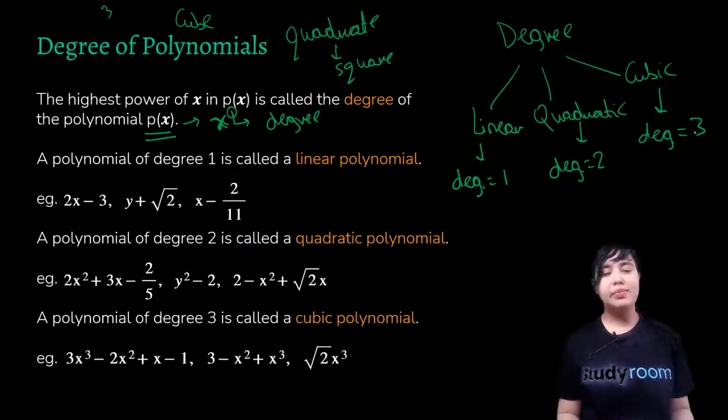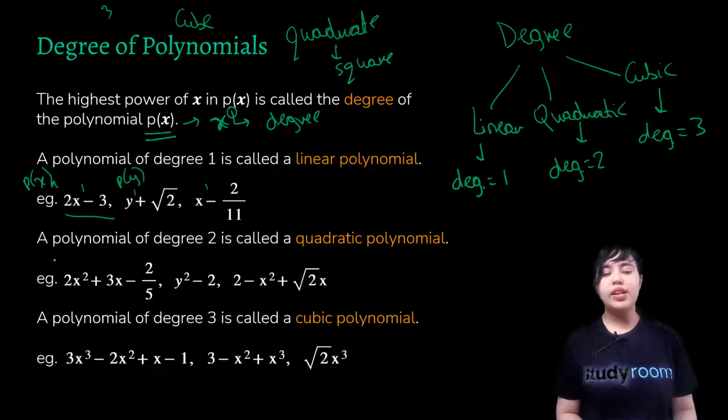Let's look at some examples now. So this is a polynomial in x. I can denote this as p of x, and what do we see here? What is the highest power? 1. That makes it a linear polynomial. Here this is a polynomial in terms of y, and the highest power of y is 1. So it has degree 1, linear. Here x minus 2 by 11, degree 1, so it's linear.